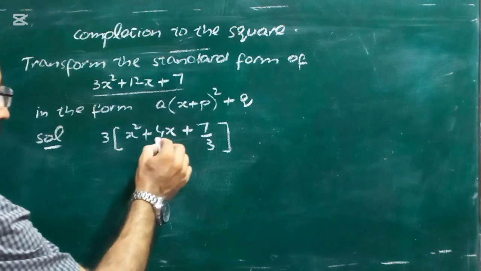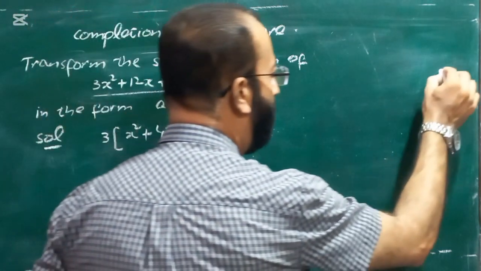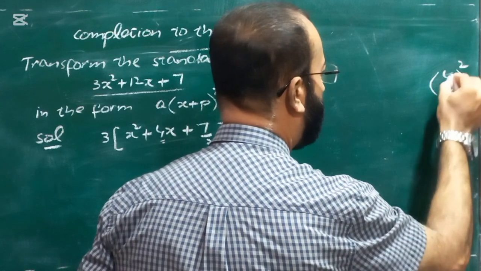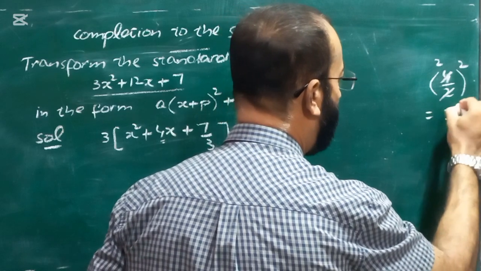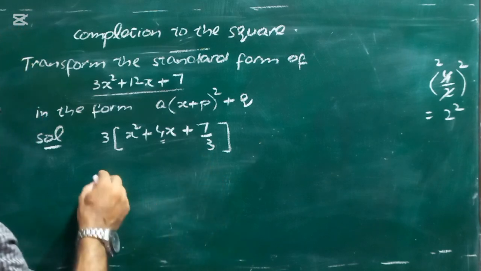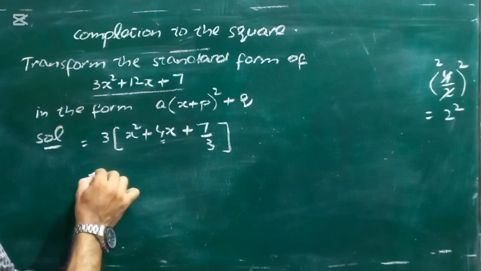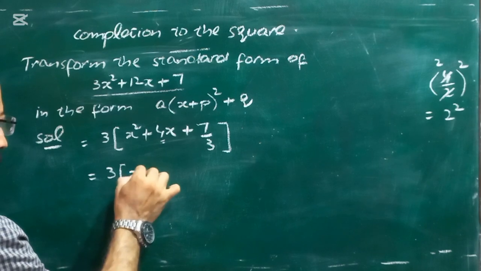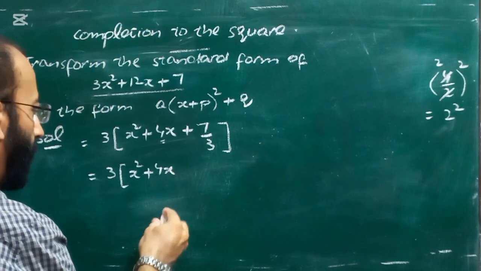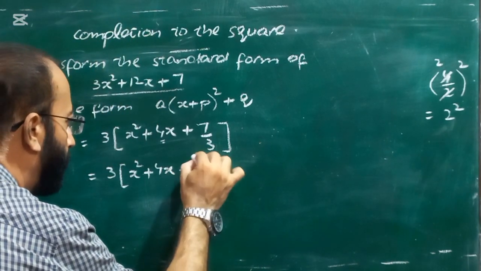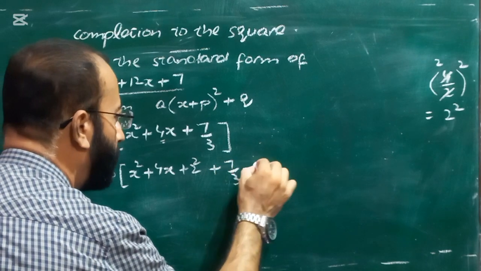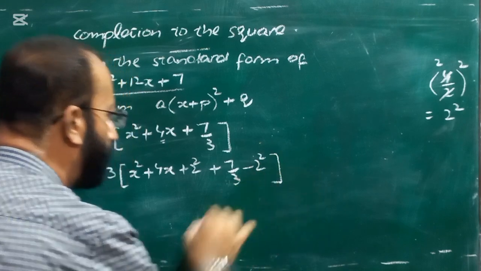Next step will be take the coefficient of x, make it half, take it square. So 2 2s are 4. So this is the thing now which is going to be added and subtracted into the equation. So look now, 3 into (x square plus 4x. So plus factor will be written here, that is plus 2 square, and minus factor will be written with the constant term, that is minus 2 square.